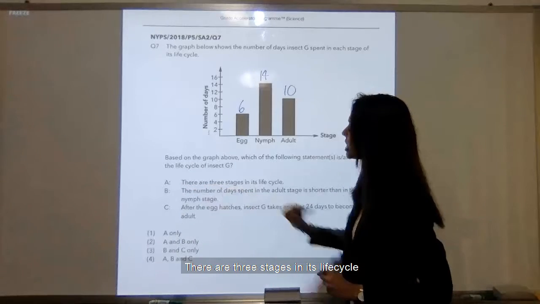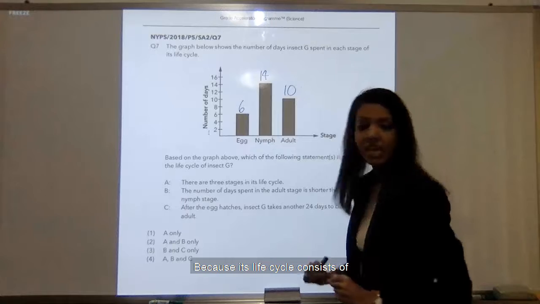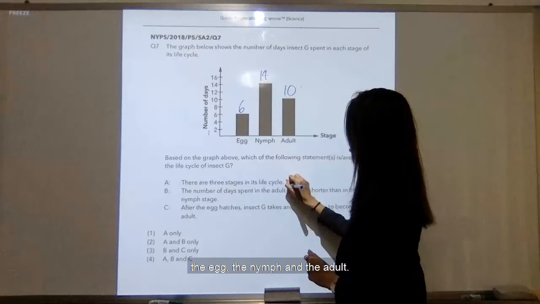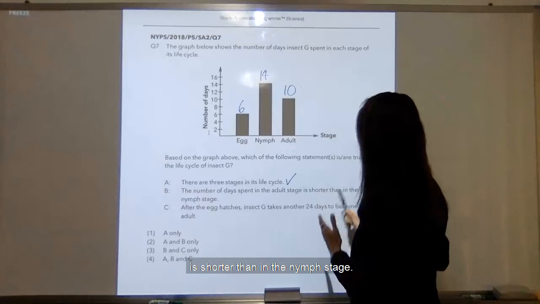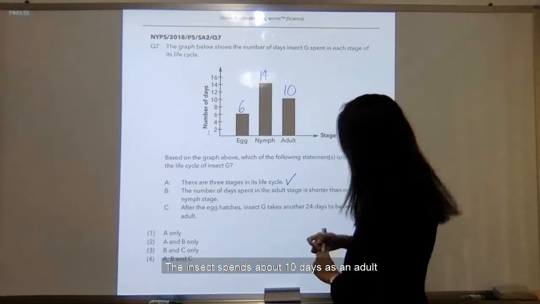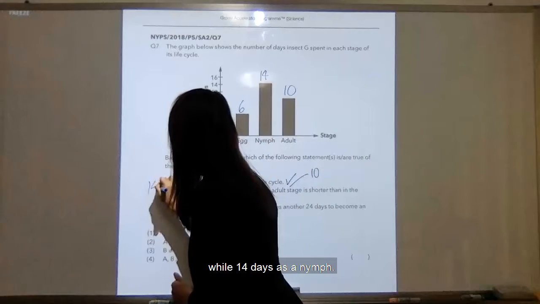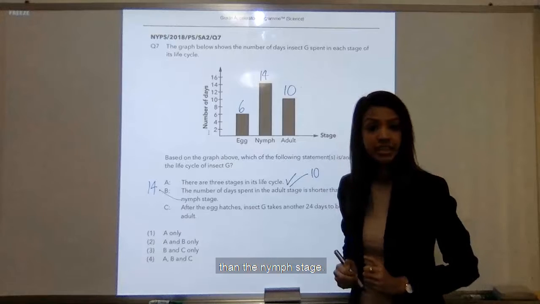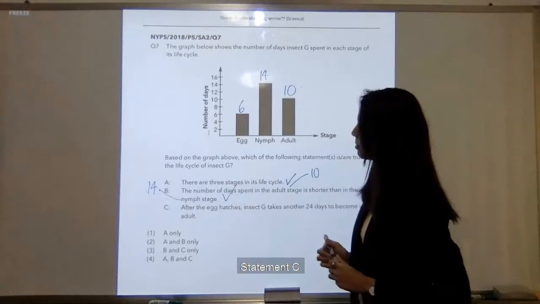A. There are 3 stages in its life cycle. Yes, this is true because its life cycle consists of the egg, the nymph and the adult. B. The number of days spent in the adult stage is shorter than in the nymph stage. The insect spends about 10 days as an adult while 14 days as a nymph. Hence, its adult stage is shorter than the nymph stage. So this is true.